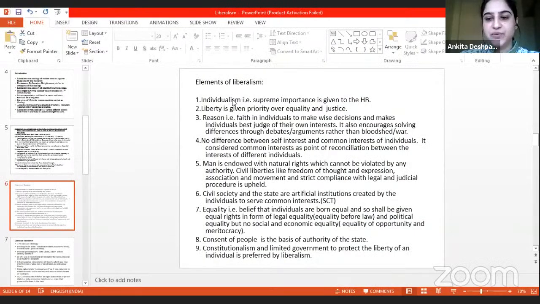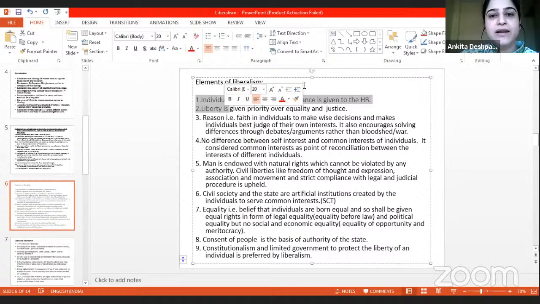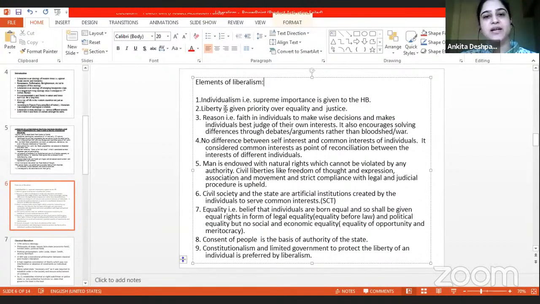All right. Now, elements of liberalism. First is individualism. Supreme importance is given to human beings. Liberalism was one ideology that absolutely concentrated on individualism. The individual was said to be the most important. Any bonds, anything related to the individual was only important from the individual's point of view. So human beings and the individual are the central theme or the most important focus of liberalism. Liberalism, the word itself has liberty in it, so liberty is definitely going to be given more importance over equality and justice. So liberty of the individual is more important.